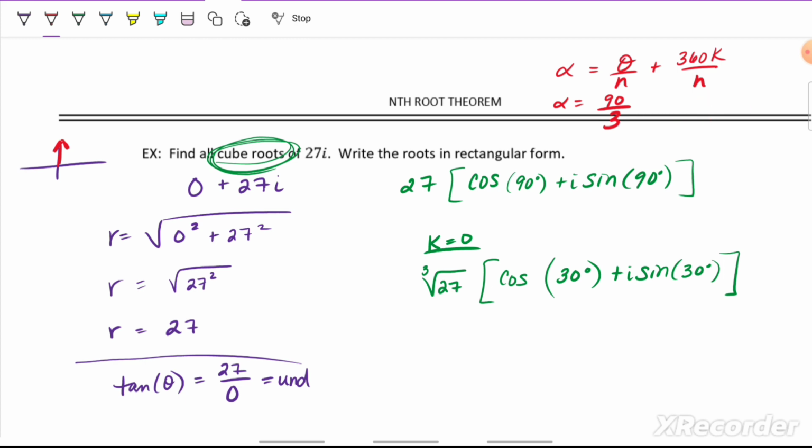Then, basically, what we're doing with this 360k divided by n is we're just trying to evenly slice up that 360 degrees based on the number of roots we have. We have 3 roots. So this is 360 divided by 3, which is 120 degrees. So what we're going to do to get our second and third cube root is we're going to be adding 120 degrees to our argument.